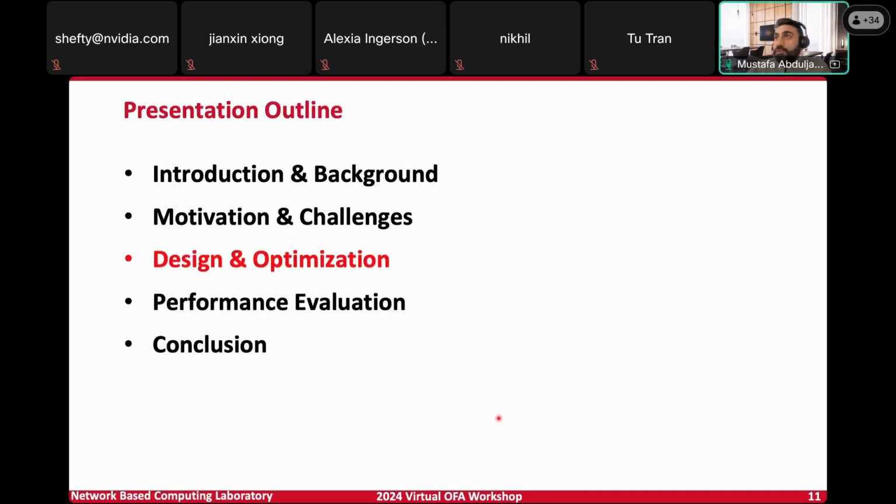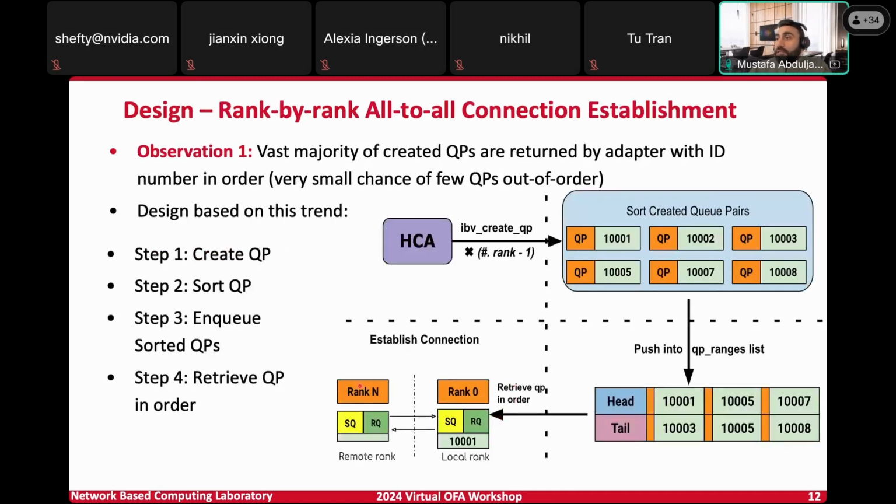So moving on to the design and optimization section of my talk. The first design is actually sparked by the fact that for the vast majority of created QPs that are returned by the adapter, we have observed that these QPs are returned in order of their IDs. So they are returned in order, and there's a very small chance that the QPs are out of order.